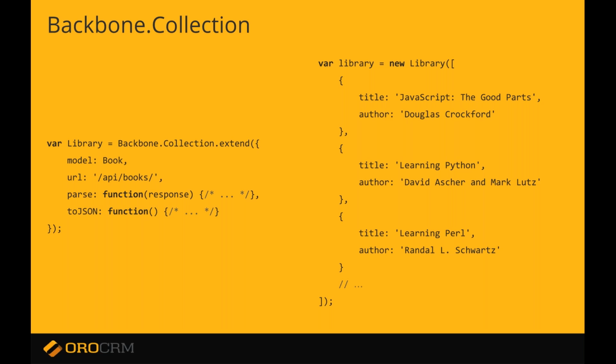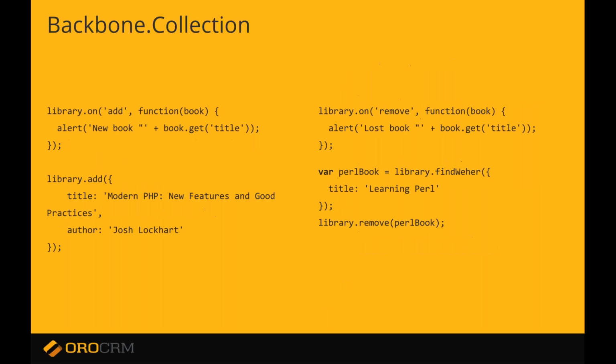To create an instance of Library, the same way you can use the operator new and pass to the constructor an array of objects, and all those objects will be wrapped into model instances. So for each of them a separate Book model will be created, and we can manipulate them as models after that.